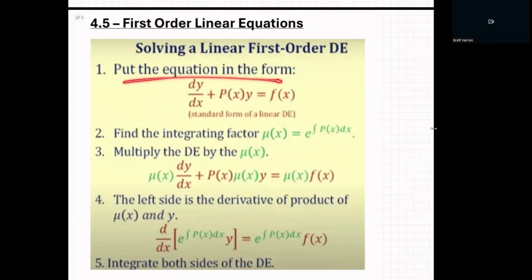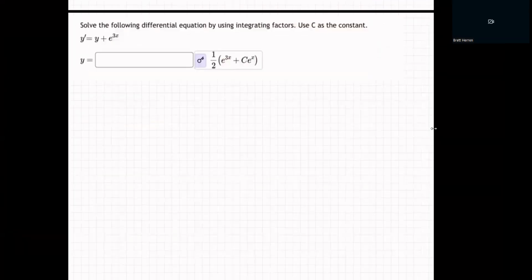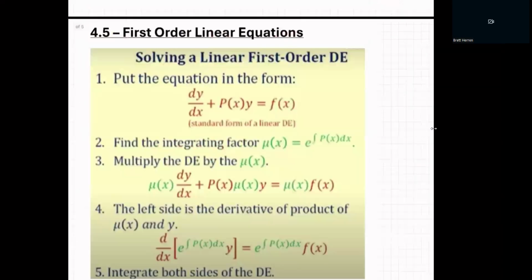Step one, put the equation in the form: get dy/dx first, then the y term, and then the x's that don't have a y on the other side. So step number one, grab that y, jump it over. So we get y prime minus y is e to the 3x. There we go. We got it in the right form.